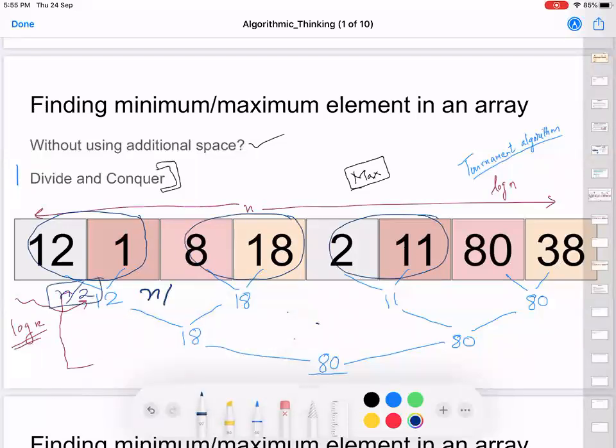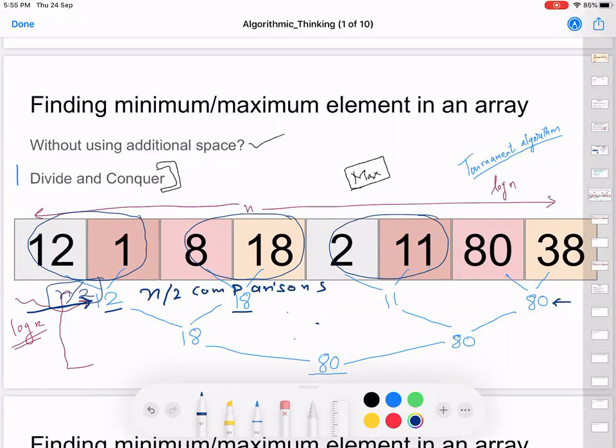So at this first step, we have done n by 2 comparisons, right? And we got n by 2 elements over here. How many comparisons did we do at the next step? Again, one comparison per 2 elements. Here are n by 2 elements I have. So how many comparisons did I do in the next step?